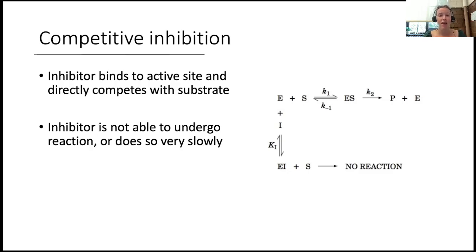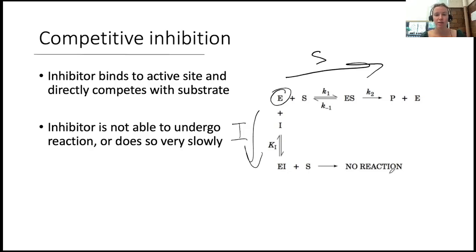So let's take a look at that in the reaction schemes on the slide. So we have our enzyme. The enzyme can either bind substrate or it could bind to inhibitor. It cannot bind both. You also see that when enzyme binds substrate, a reaction happens. We form product. But when enzyme binds the inhibitor, no reaction generally is going to take place because the inhibitor is not the substrate.